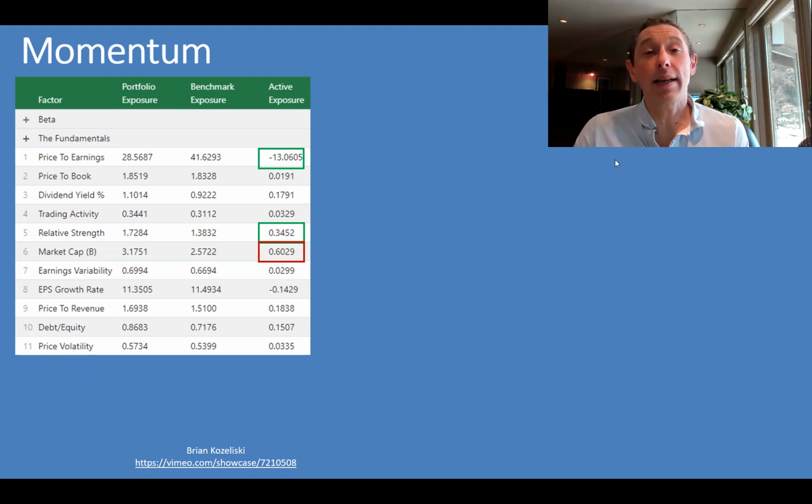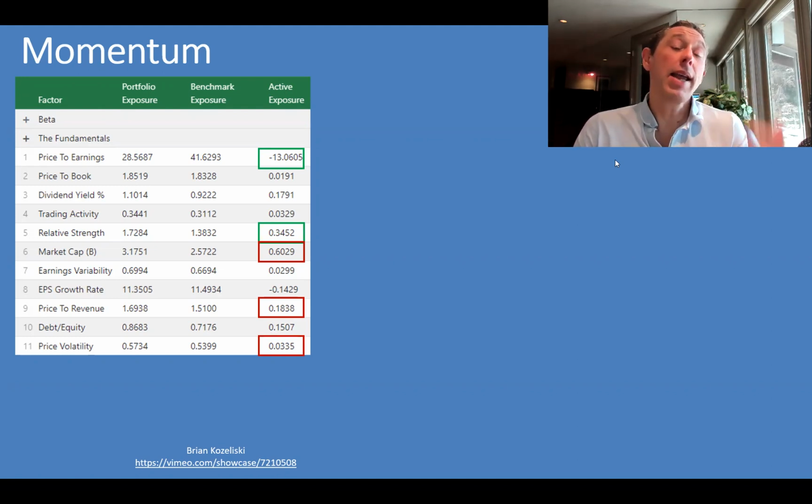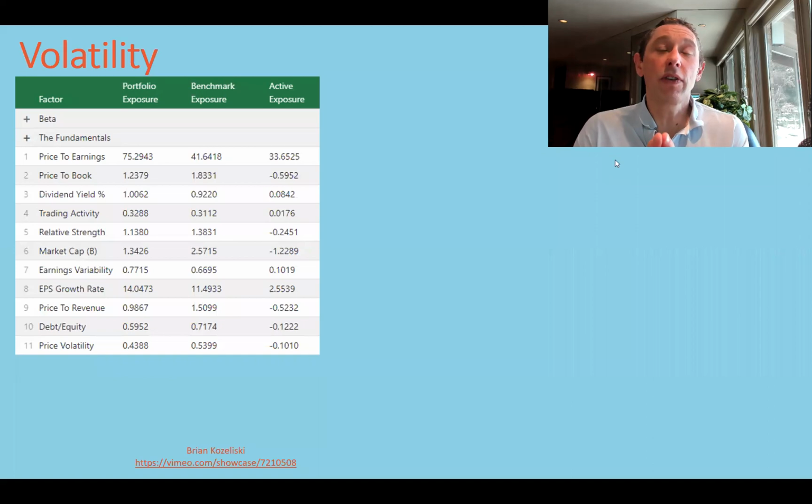Again, here we can see that on a size basis, this portfolio is larger. We can see that on a price to revenue basis, it's more expensive than the benchmark. And finally, we can see that the volatility is higher for this product. Again, negative anomaly bets that we're taking here just to get this momentum exposure. Let's do the same thing with volatility.